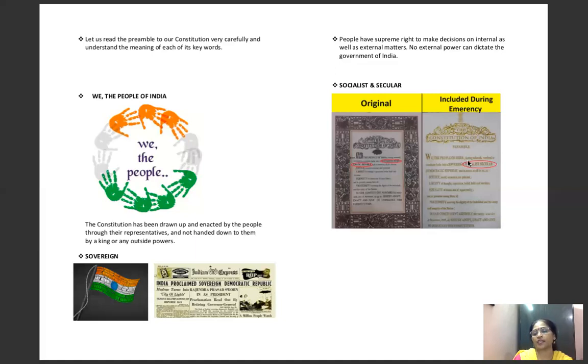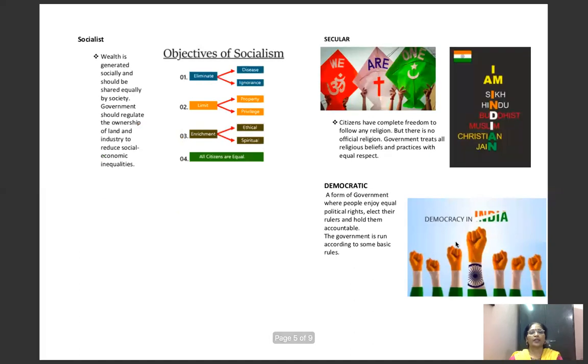Okay, socialist and secular. Is it clear? So my question to you, which you have to explore and find out, is: in which year were these two words or values added to the preamble? Okay, and then we move on to the next value, that is socialist.